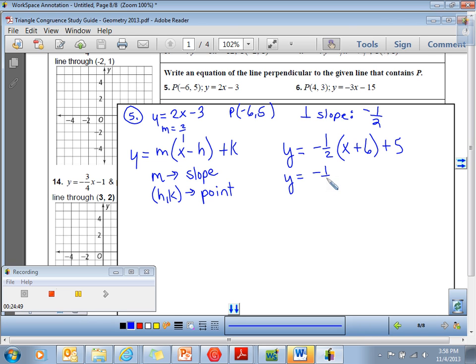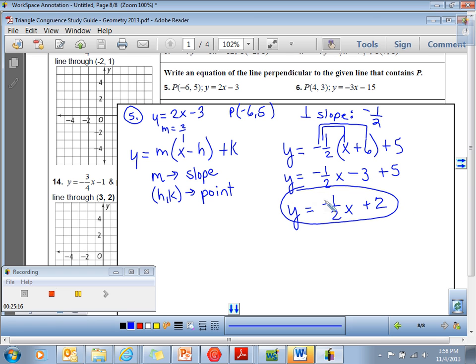You could keep it like this if you wanted to. If you want it in slope-intercept form, you distribute negative 1/2 times x. Then what's negative 1/2 times 6? Negative 3, and then plus 5. So what's negative 3 plus 5? Positive 2. But if I put this on the test and left it like that, would that be okay? You could. Does that help a little bit?